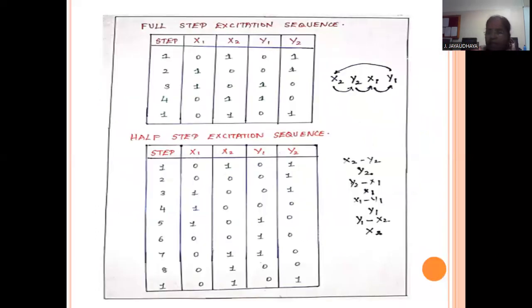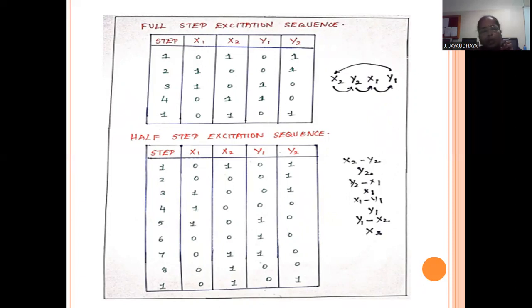The next one is the excitation table. The first table is the full step excitation sequence. In full step, how do we have to energize or excite your stator winding? First you take X2, Y2, X1, Y1. So first you have to energize X2, Y2, then Y2, X1, then X1, Y1, then Y1, X2. In that way only you have to energize your stator winding for a full step operation.